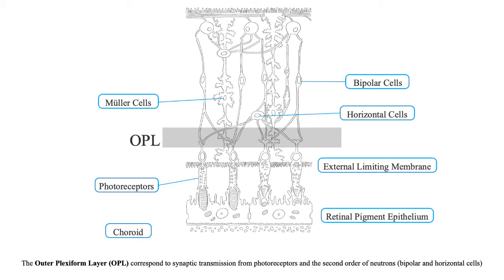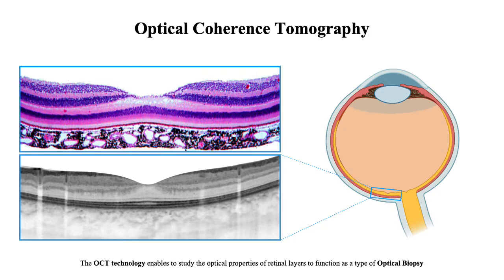So as we can see from these images, it's a particular layer located between the photoreceptor layers and then the second level of cells like horizontal and bipolar cells. So how can we image and analyze the outer plexiform layers? This can be done in vivo using OCT, so using optical coherence tomography technology.